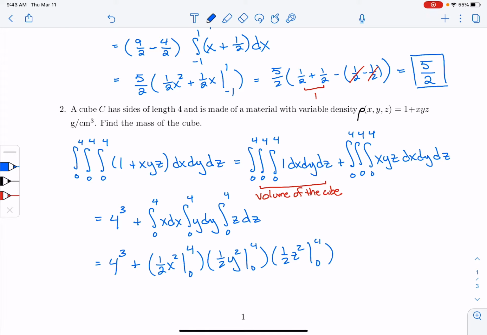And so I'm going to get 4 cubed plus, let's see, 1/2 x squared, so that's half of 16, or 8. So the first integral, when I evaluate it, is 8. Of course, the other two are also going to be the same, so that's going to give me 8 cubed. So I get 4 cubed plus 8 cubed. That gives me 576, and that's supposed to represent the mass, so that's going to be 576 grams.